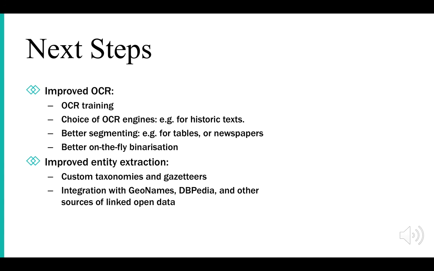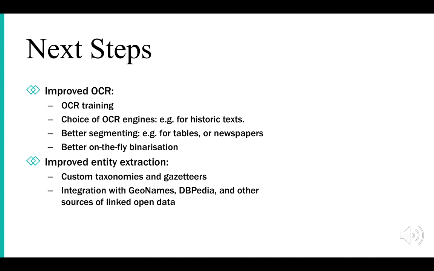So what are the next steps, at least in the short term, with this kind of tool set? Well, the first things we'd like to do is improve the OCR training. And we'd also like to offer a choice of OCR engines. So some engines are better at historic fonts, for example. We'd like to do better things with segmenting. So that means content that's stored, for example, in tables or in newspapers. Better on-the-fly binarization, so we can handle color content.